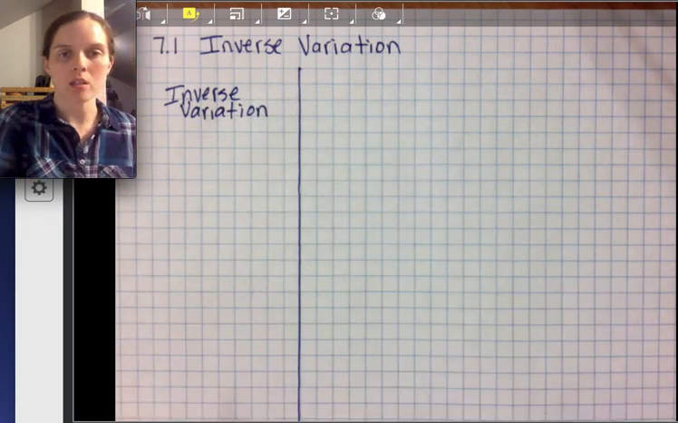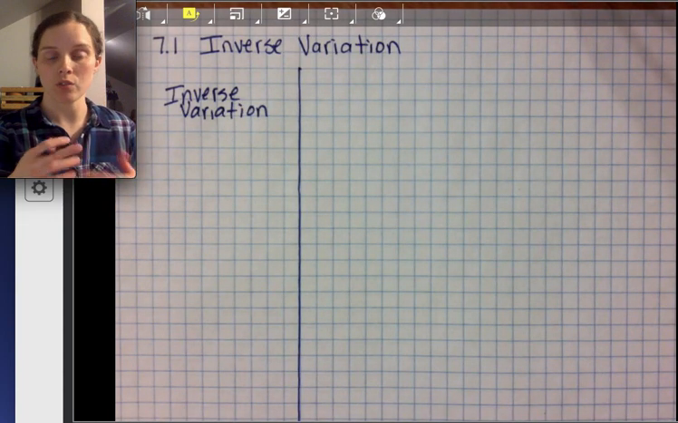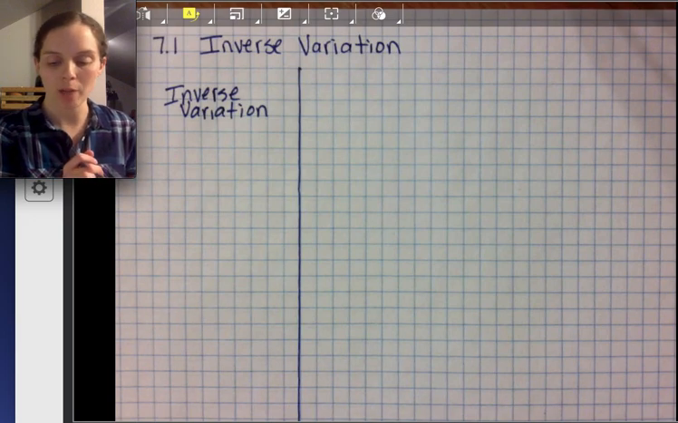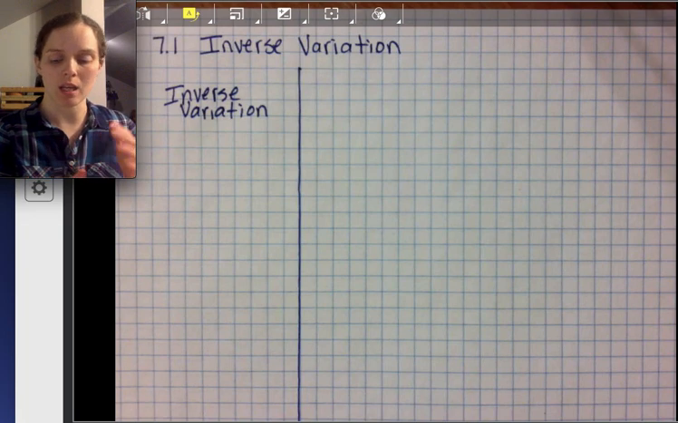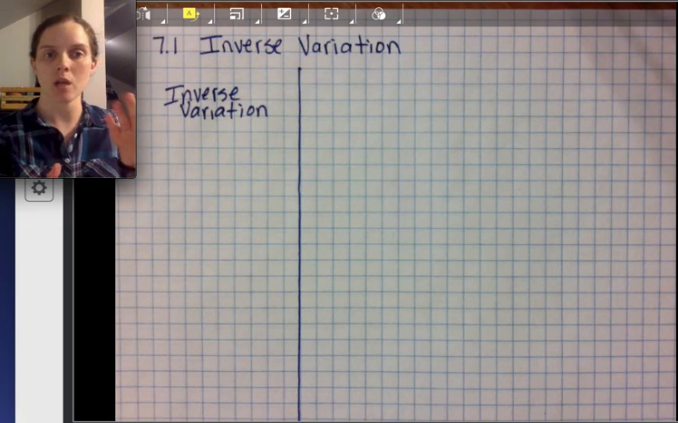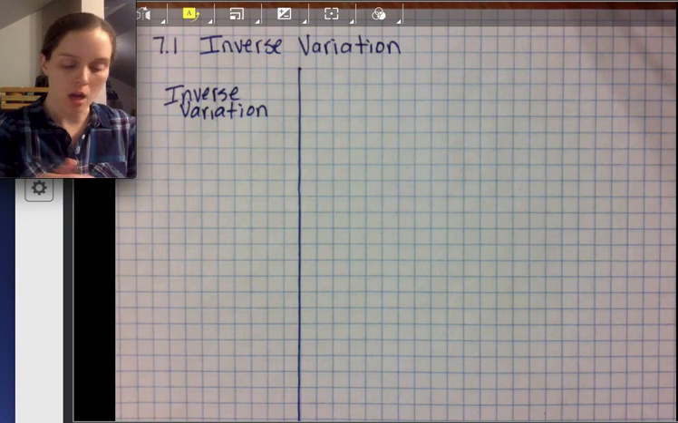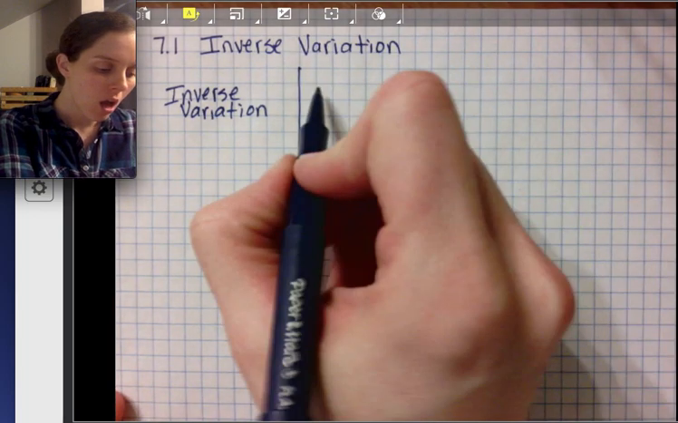We talked last chapter about inverses, finding inverses, and how they are things that are going to undo each other, okay? And so it's kind of that same thing. It is the opposite thing. So as one value goes up, the other value goes down, okay? So there's different examples of that.